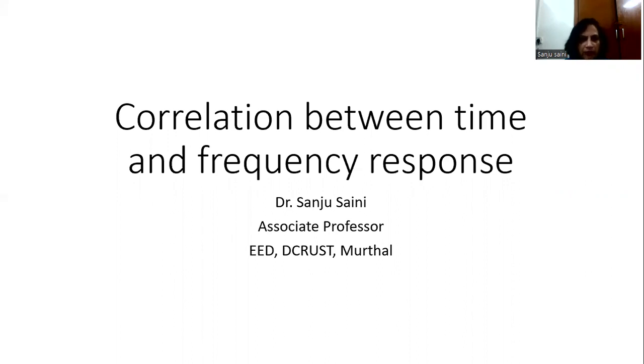We have a number of time domain specifications, that is the rise time, peak time, maximum overshoot, then the delay time and steady state accuracy. And there are a number of frequency response specifications like resonant peak, resonant frequency, then bandwidth, gain margin, phase margin. All these specifications are correlated with each other, and establishing a correlation between the time and frequency response specifications is the main target of this particular video.